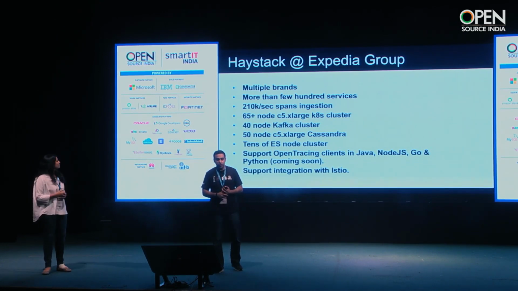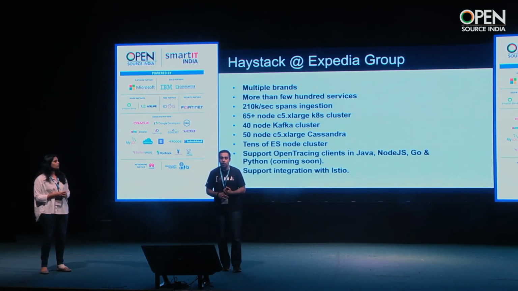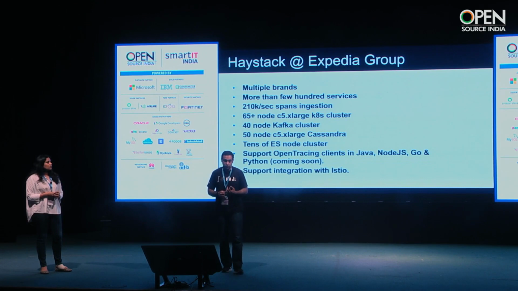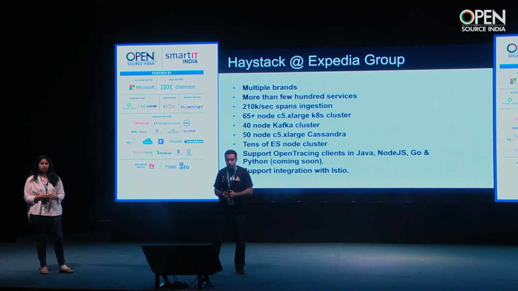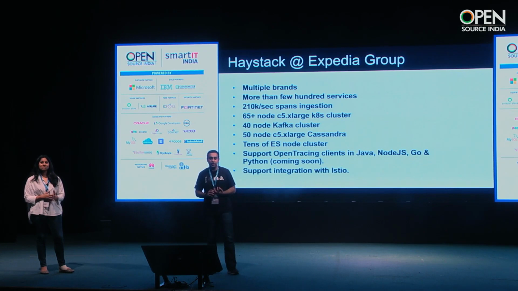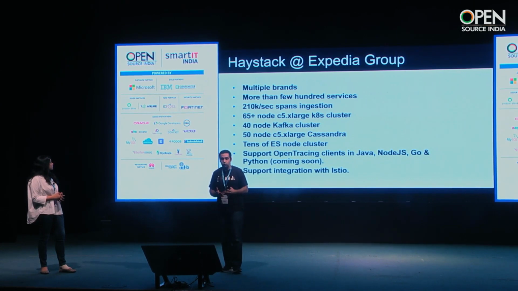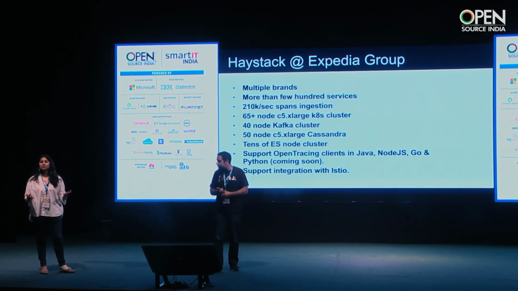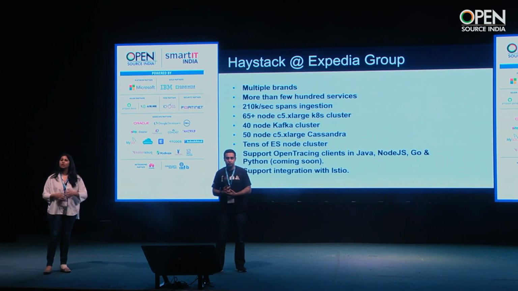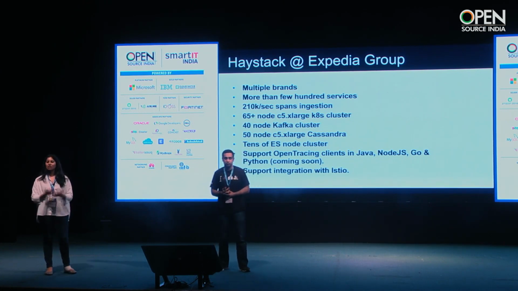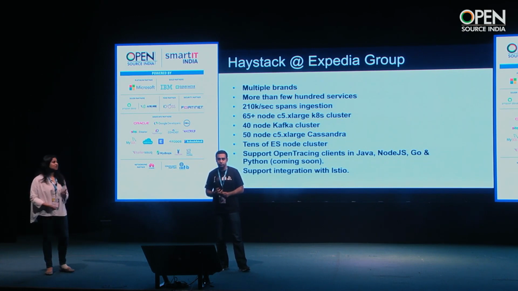So we ingest data at 210,000 spans per second. We have a 65 node Kubernetes cluster, and it's increasing. We have a 40 node Kafka cluster, and a 50 node Cassandra cluster to store the data. We have tens of nodes of Elasticsearch cluster, and we have integrations with various OpenTracing compliant libraries like Java, Node.js, Go, and Python is coming soon. We recently started supporting integration with Istio. Anything new that's coming up in the world of monitoring and diagnostics, we have a dedicated team that keeps adding these things.